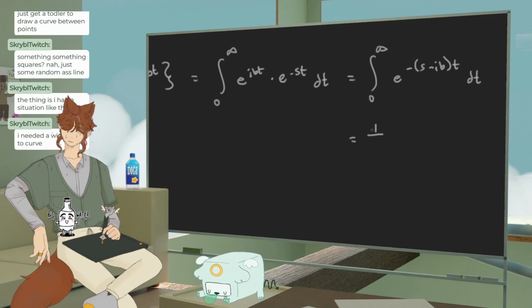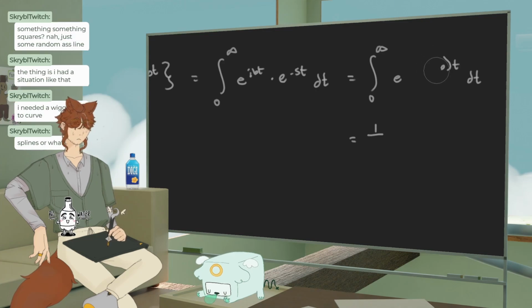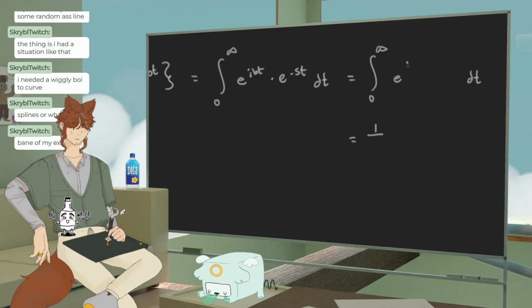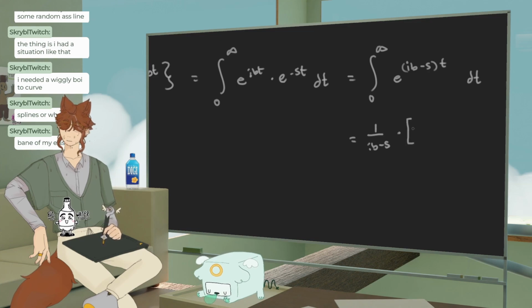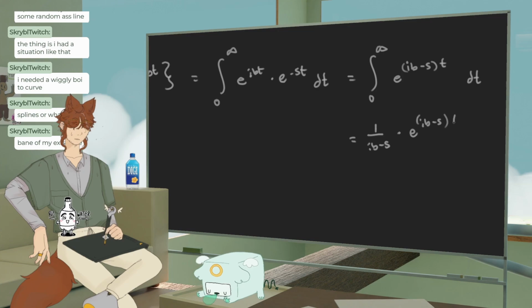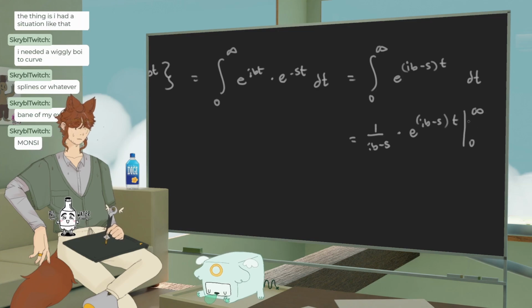Do I want to keep the negative like that? No, I'm gonna leave the negative. We'll leave it as s minus a. So this will be ib minus s t. So we have 1 over ib minus s times e to the (ib minus s)t from 0 to infinity.